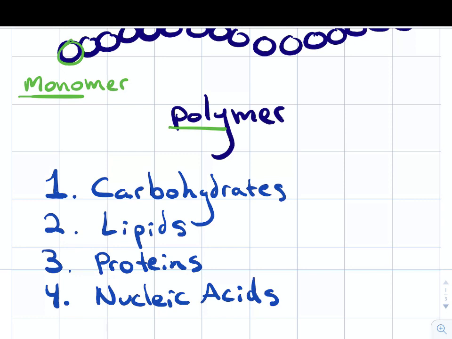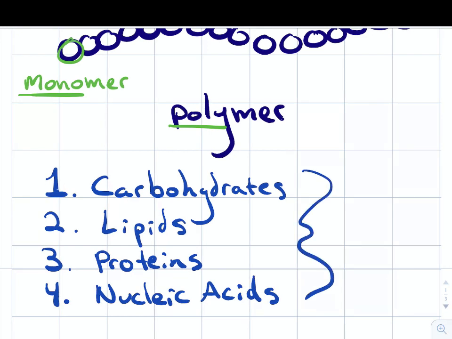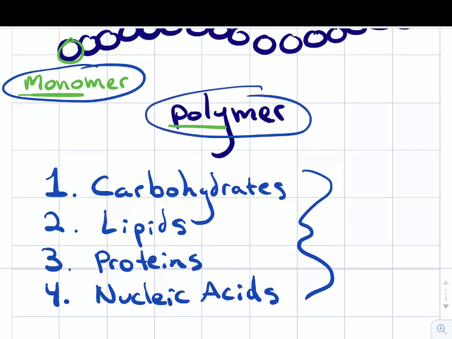So, what do macromolecules and polymers have in common? Every single one of these types of macromolecules exists as both a monomer form and as a polymer form. So just to start us off, what we're going to do is look at a monomer form of a carbohydrate and a polymer form of a carbohydrate.